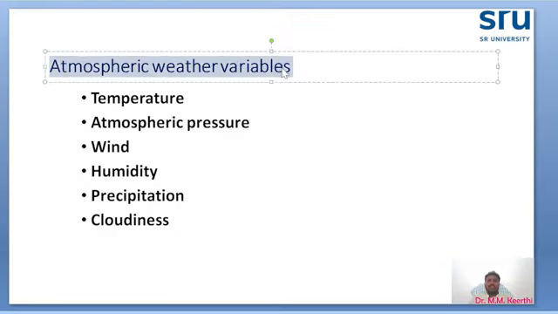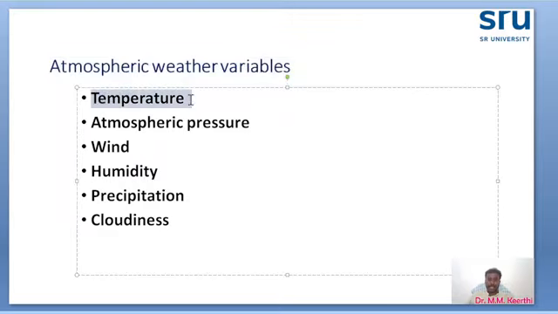Okay, now a very important part is atmospheric weather variables. In this region, what are the weather variables? The first important weather variable is temperature, then atmospheric pressure, wind, fourth is humidity, precipitation, and cloudiness. So what are the weather variables? Temperature, atmospheric pressure, wind, humidity, precipitation, and cloudiness.